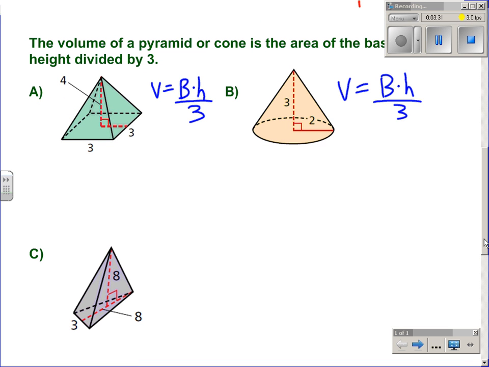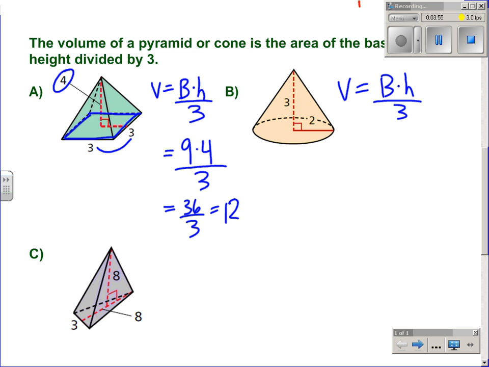All right, so I need to find the area of the base of this rectangular pyramid, and I know the length and the width is 3 times 3, which is 9, and then I'm going to multiply that by the height of 4, and then I'm going to divide all of that by 3, so I end up getting 36 divided by 3, which is 12 units cubed.